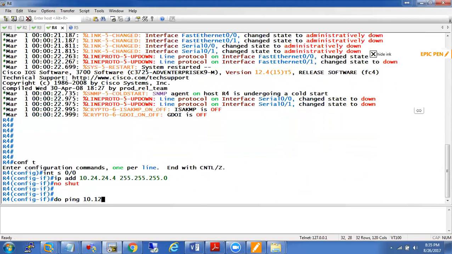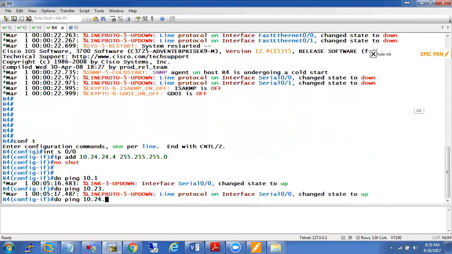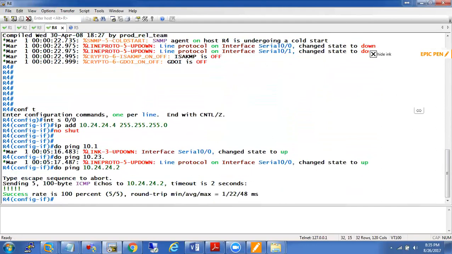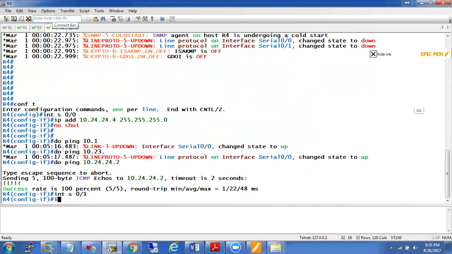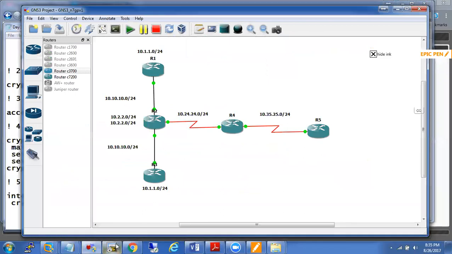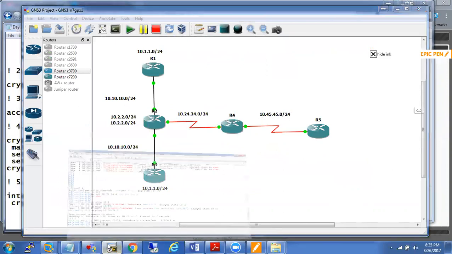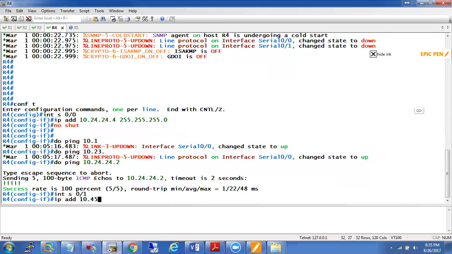Should be able to ping 10.24.4.2. Yep. And I have another interface, which is 10.45.45.0. This is 4.